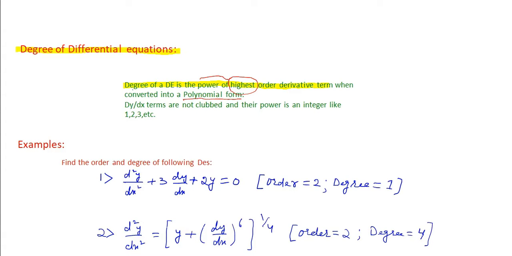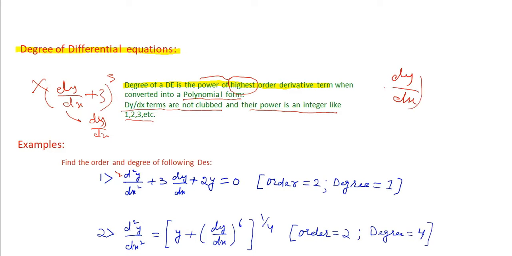Okay, if your differential equation is not in the polynomial form like this, d square y by dx square plus 3 dy by dx plus 2y equal to 0, this is in polynomial form. If you want to find the degree, two things are very important. The dy by dx terms are not clubbed; you have to make sure the dy by dx terms are independent. They are not clubbed with other terms like plus 3 whole cube. This should not happen. If this happens, you have to apply some formulas and separate this dy by dx out of this bracket, because that's the polynomial form, right? And their power is an integer like 1, 2, 3, like dy by dx whole to power 3.